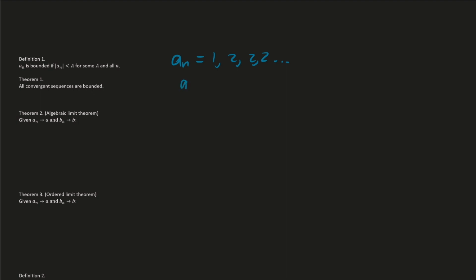Whereas the sequence A of n, 1, 2, 3, 4, etc., isn't bounded. It's bounded below, as in it never goes below a certain point, but it's not bounded above, in the sense that if I said the upper bound was 30, I can show that 31 is part of it. So I've shown it's not bounded. And the reason I bring up boundedness of a sequence is because all convergent sequences are bounded. And that is going to be fairly important.